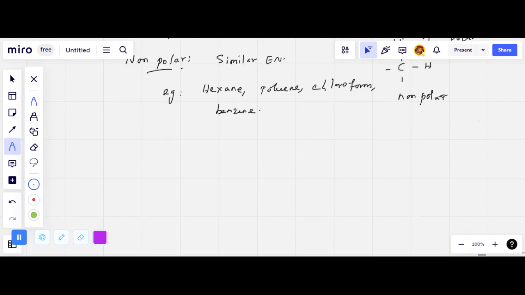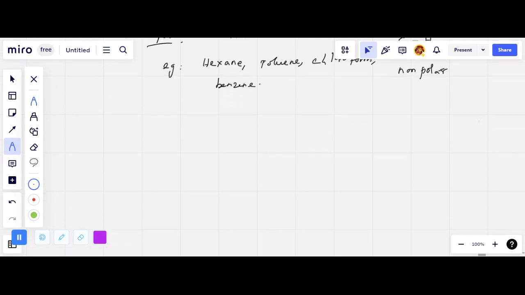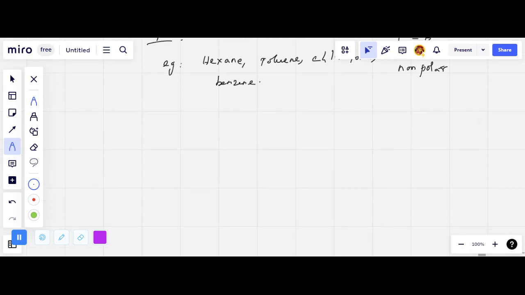Okay, yeah, understood. So now we already know polar solvents are best for dissolving polar. Like dissolves like. Now, what is the meaning? Polar dissolves in polar, and non-polar dissolves in non-polar.